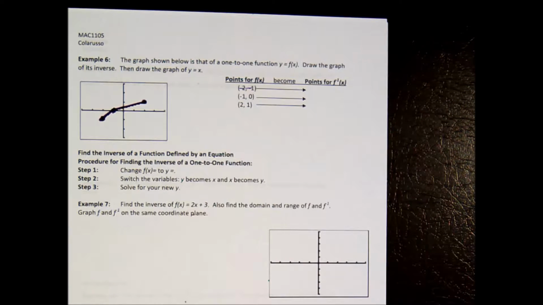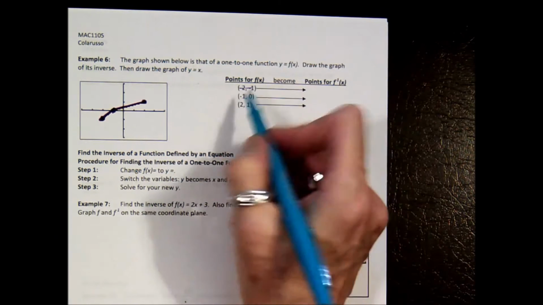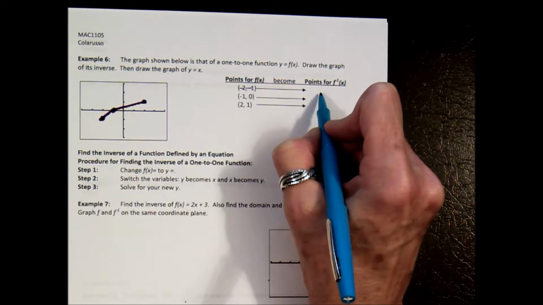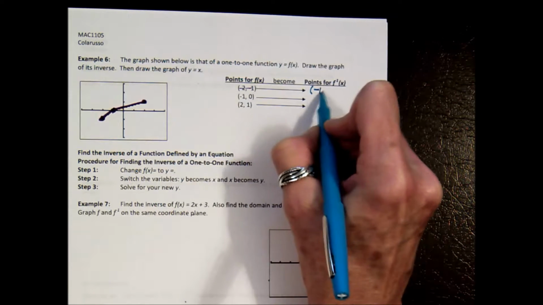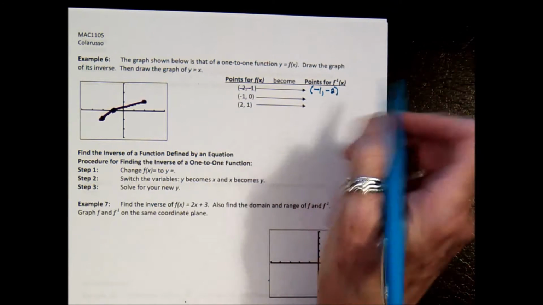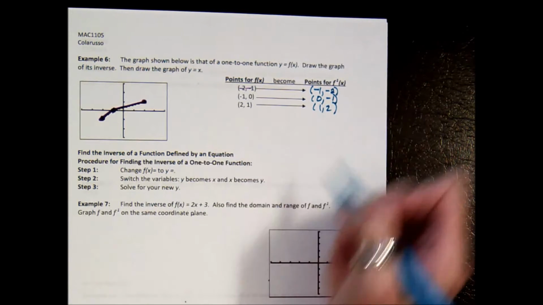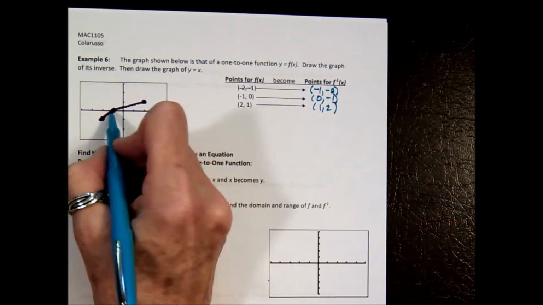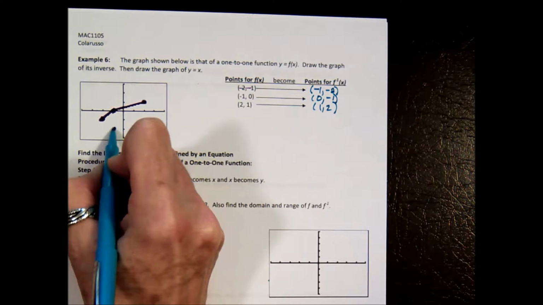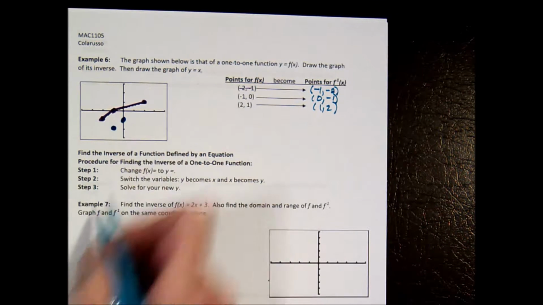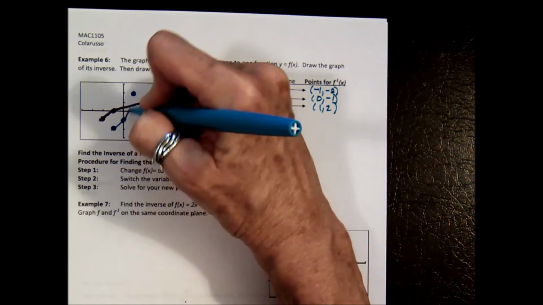So what I'm going to do in blue is I'm going to turn these around. I'm sorry I wrote on this. It was -2, -1. So the point becomes, for the inverse, f inverse of x, it becomes -1, -2. I just turned them around. This becomes 0, -1, and this becomes 1, 2. Now let's graph those. -1, -2 is the point that's right here. 0, -1 is right here, and 1, 2 is right here. And if I connect those, it looks like this.